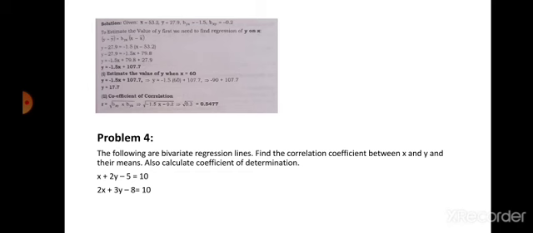Find the correlation coefficient between x and y and their means. Also calculate the coefficient of determination. So x plus 2y minus 5 is 10. Take minus 5 to the right side: x plus 2y equal to 15.